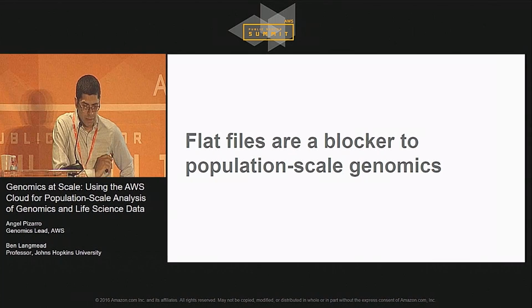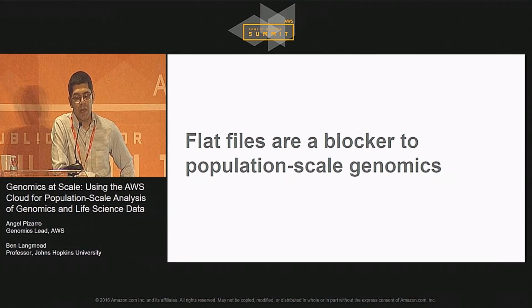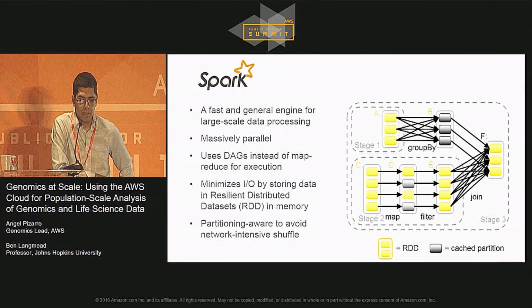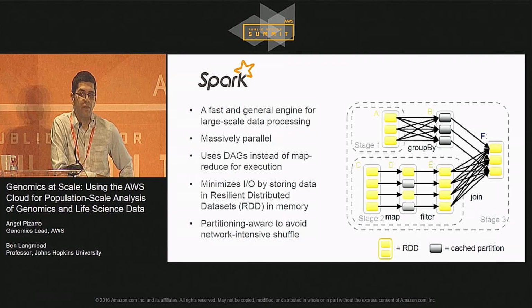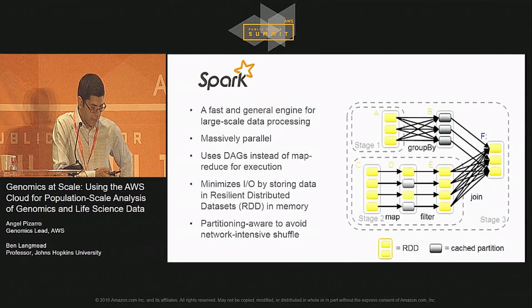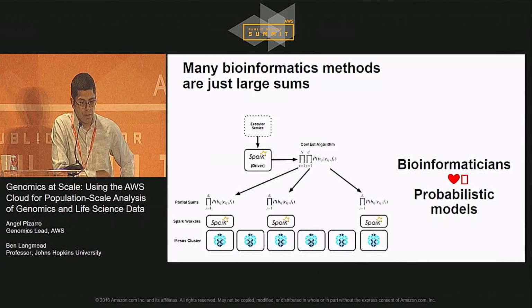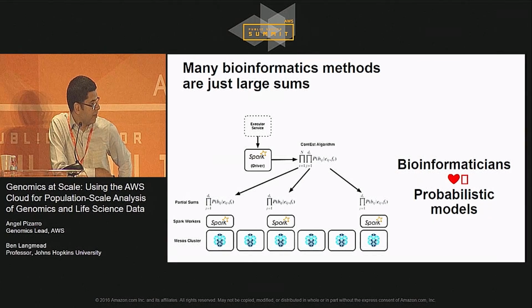So, flat files are a blocker to population scale genomics. And in particular, there's lots of work within this field to look at Spark, which has a different computational model, a different semantics about how data is moved around to enable large-scale data processing. It's massively parallel, and it uses directed acyclic graphs to define the computational model as how you go between steps. And in particular, it's incredibly good at summations and iterative summations across different products. And I got to tell you, bioinformatics love probabilistic models. They're all over the place.